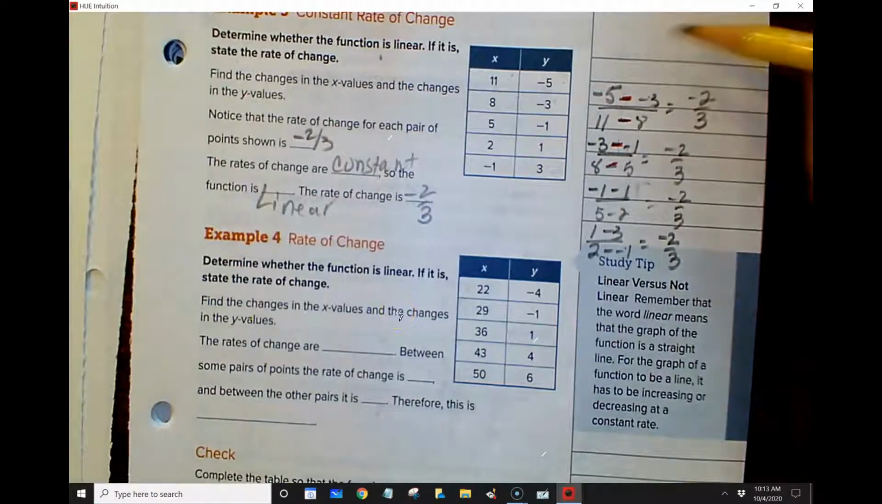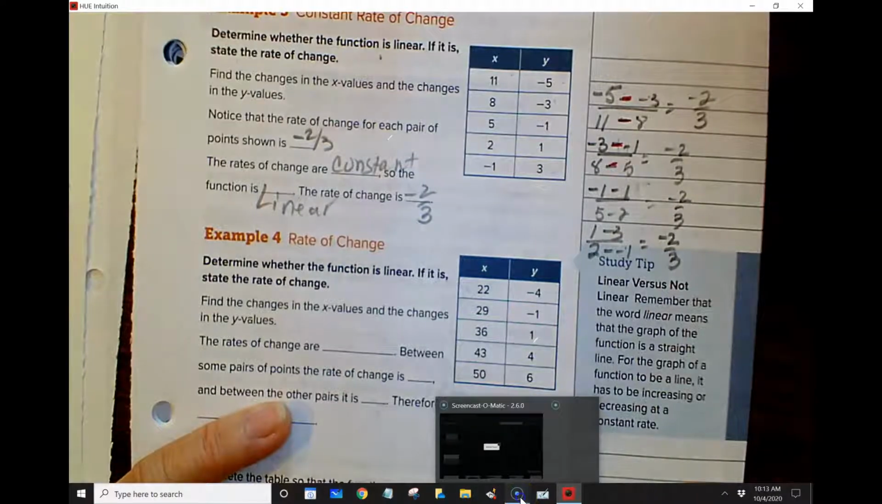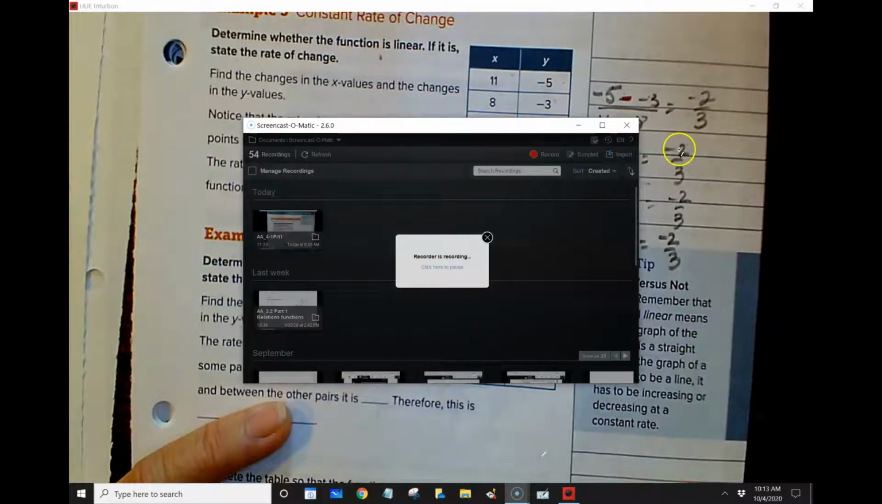Okay, so now we have, hopefully I'm recording. Let me double check to see that I'm recording. I think it should be recording. Recording is pause? Oh, recording is recording. Okay, good. All right, here we go.